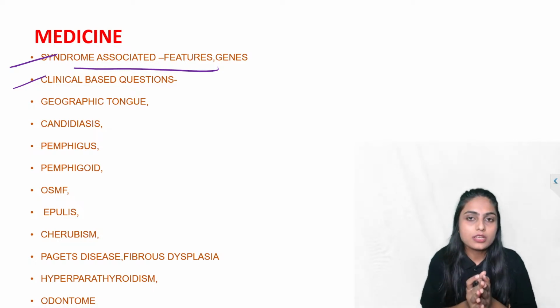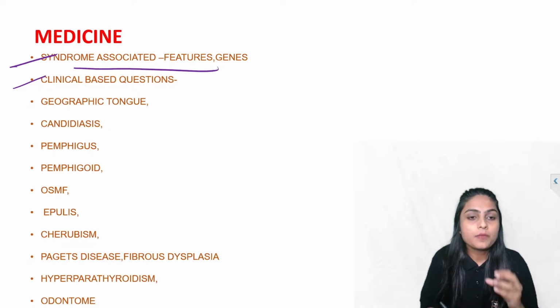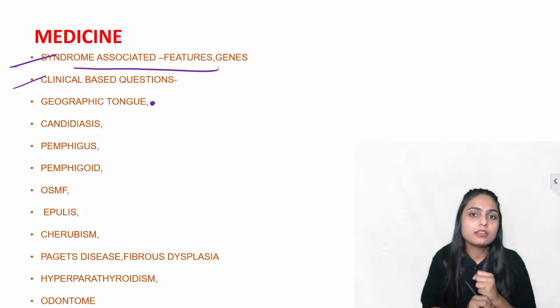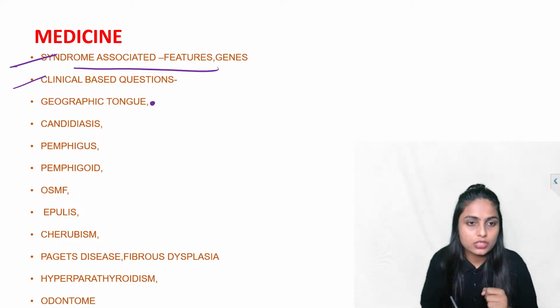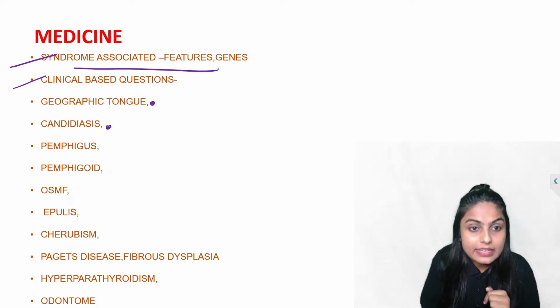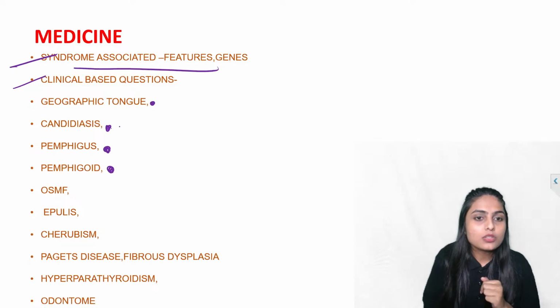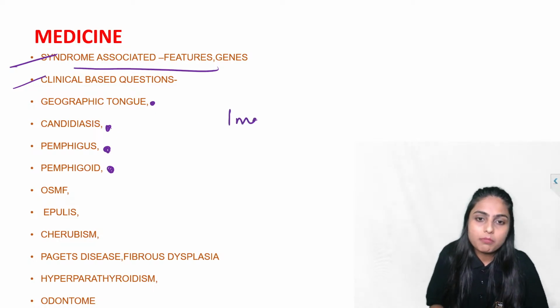Next are clinical-based questions. The most commonly asked clinical-based questions are on geographic tongue, candidiasis, pemphigus, and pemphigoid. So there can be image-based questions.